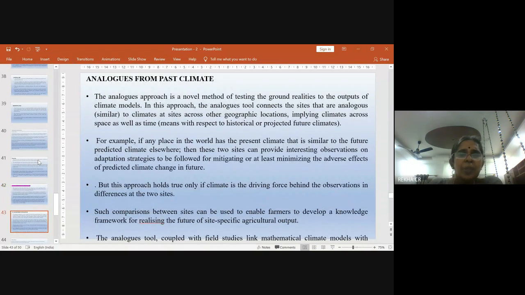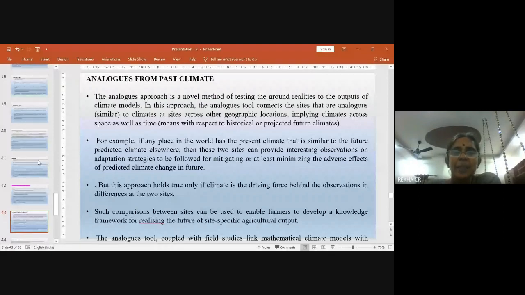So, analogs from past climate. The analog approach is one of the approaches of testing the ground reality against the output of this climate model. The analog tool connects sites that are analogous and similar in climate to sites across other geographical locations, implying the climate across space as well as time.